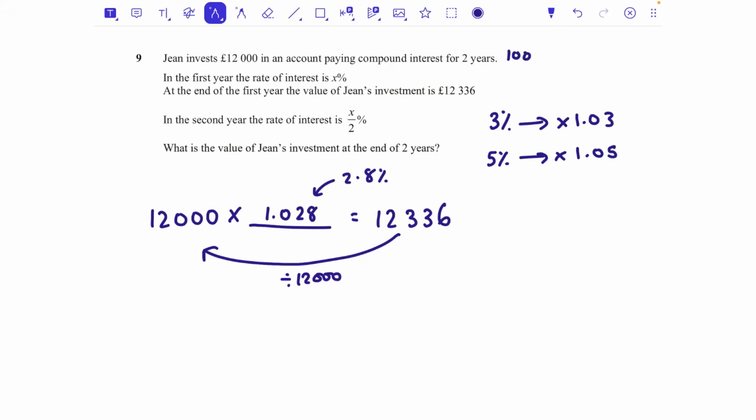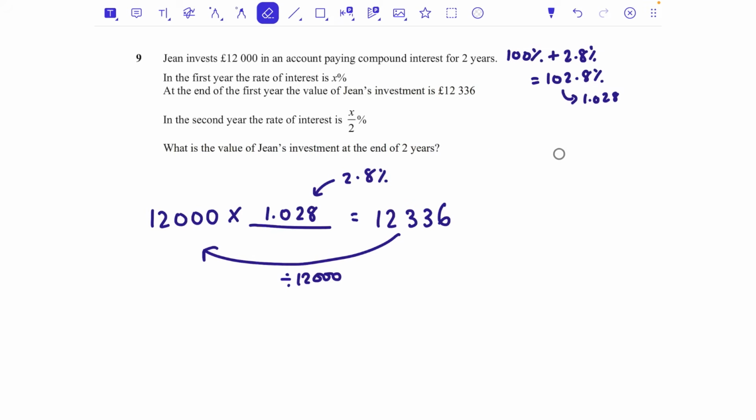That is 100% of her money, add an extra 2.8%, which equals 102.8%, which would be 1.028 as a decimal. Okay, so that's how we've got that number. It is 102.8%. If you times it by 100, you get 102.8, and so the extra, the interest, is 2.8. So X, we now know, is 2.8%. Now it says in the next year, she gets X over 2, which is going to be 1.4%. It's going to be half as much.